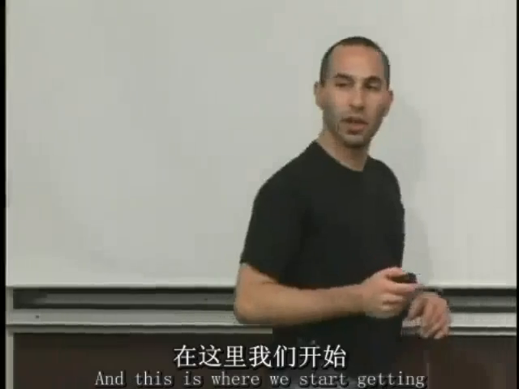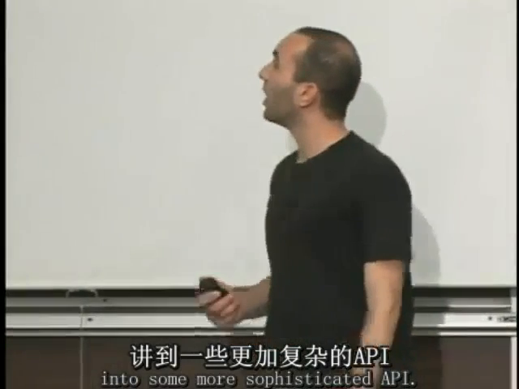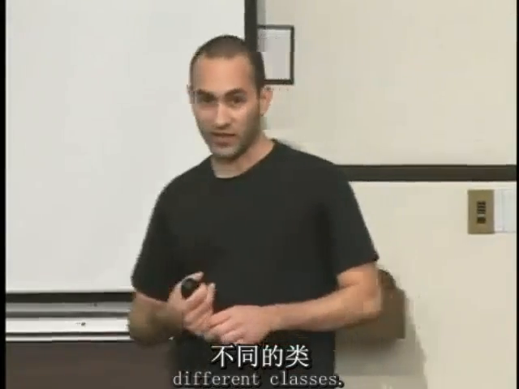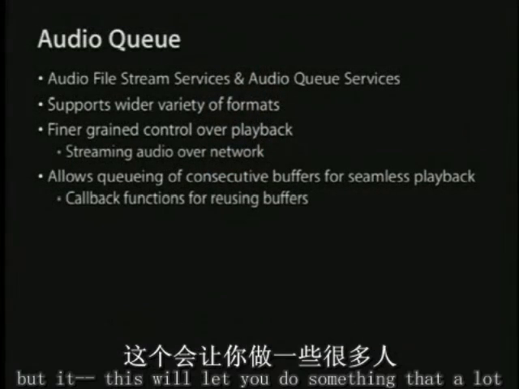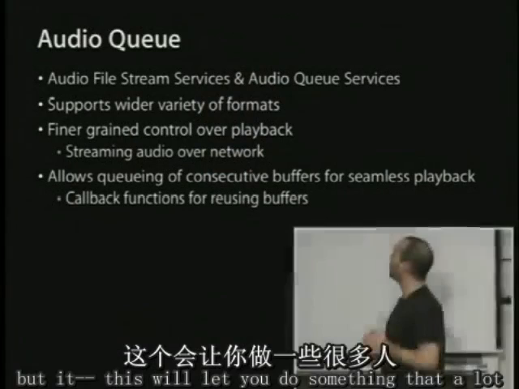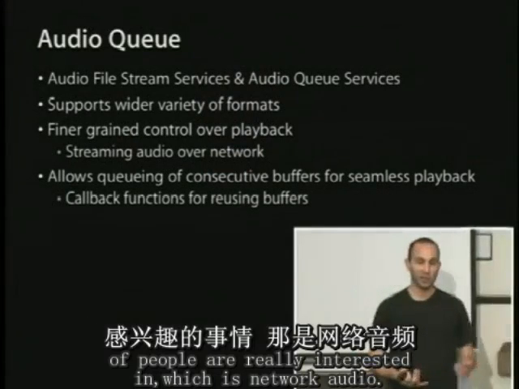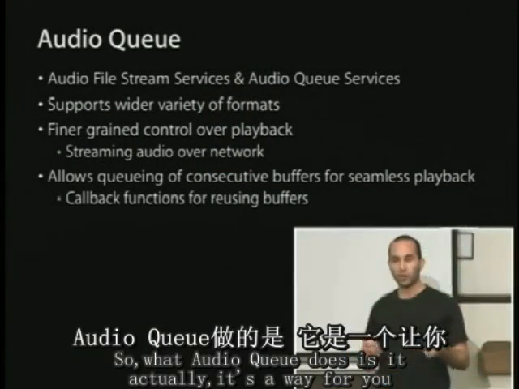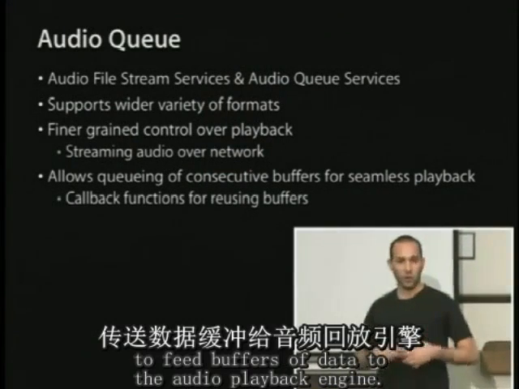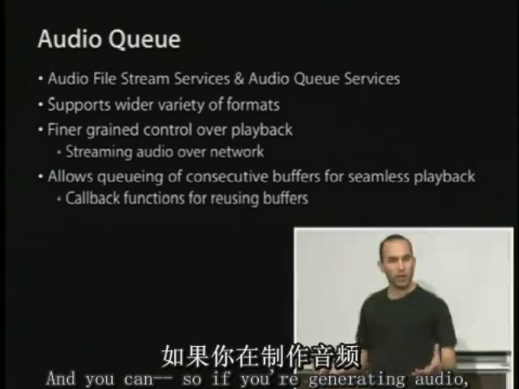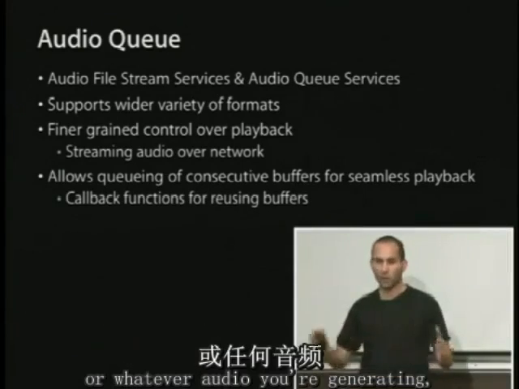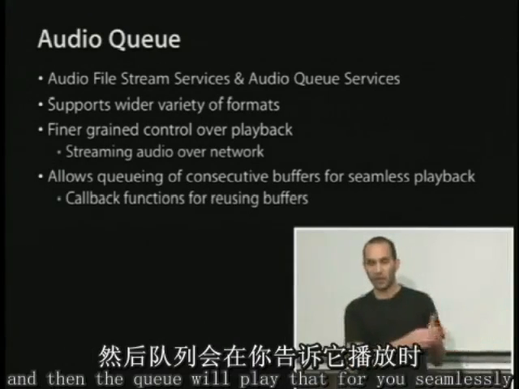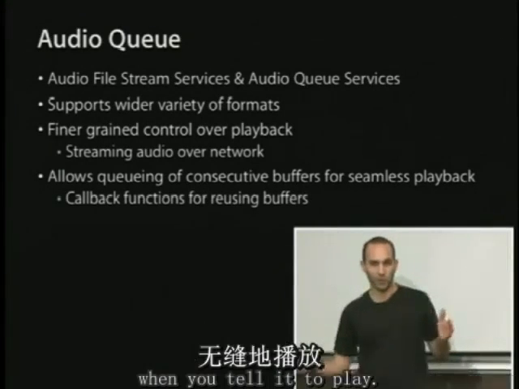So yeah, the AV Audio Player wouldn't give you that callback. Audio Cue would. And this is where we start getting into some more sophisticated APIs. The Audio Toolbox framework gives you several different classes. The one we're going to look at today is the Audio Cue. This will let you do something that a lot of people are really interested in, which is network audio. Audio Cue is a way for you to feed buffers of data to the audio playback engine. If you're generating audio, like a sine wave, you feed it in consecutive buffers to the cue, and then the cue will play that for you seamlessly when you tell it to play.